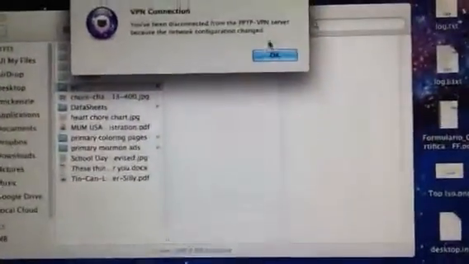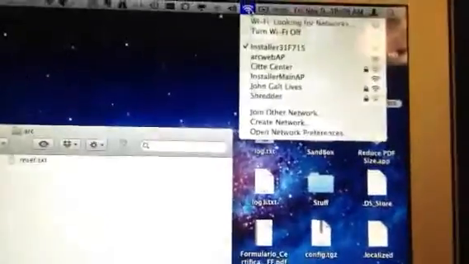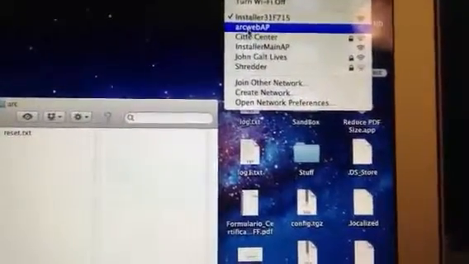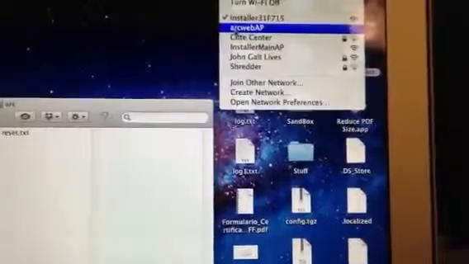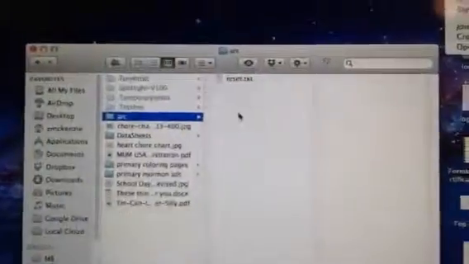Oh, let's see. Oh, killed the VPN connection. Good. Hate that connection. It's broadcasting ArcWeb AP right now. So if the reset works, then that should be gone. So I wanted to show you the file structure.